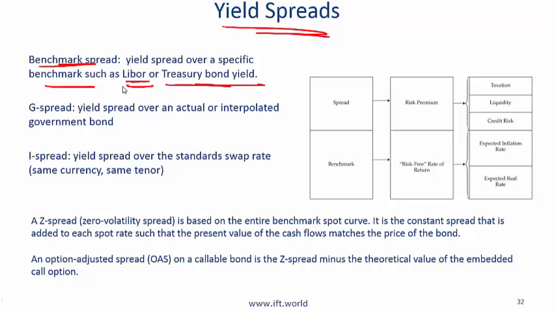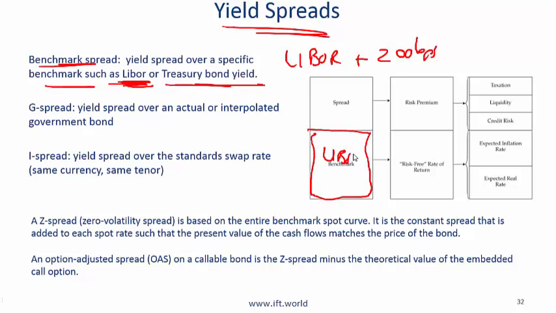In fact, these days what is becoming particularly important is LIBOR. So when we say that a particular bond is LIBOR plus 200 basis points, what does that mean? The benchmark is LIBOR and the spread is 200 basis points or 2%. So this is one important point.